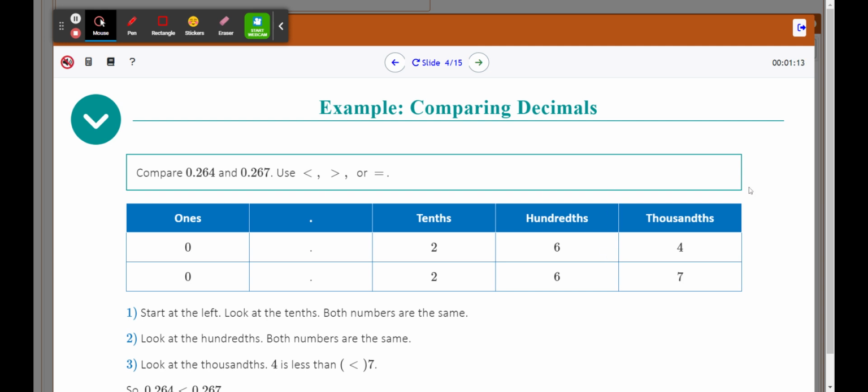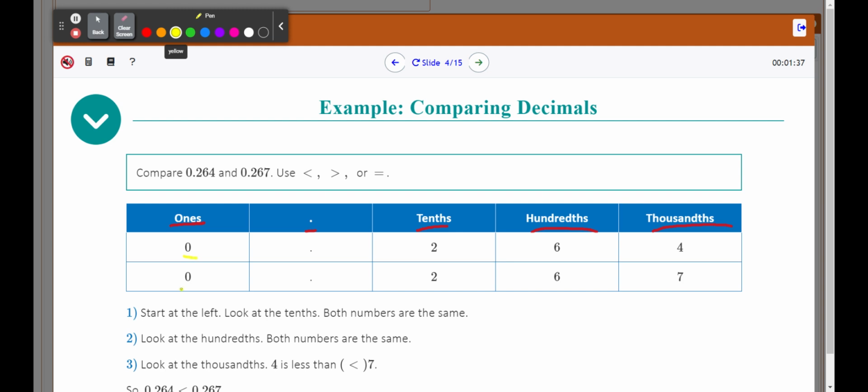So if we're looking at our place value chart here, we see we've got the one spot, then our decimal, tenths, hundredths, thousandths. Same as when you're comparing other numbers, you start from the left and keep going until you see the numbers are different. All right, so let's start from the left.